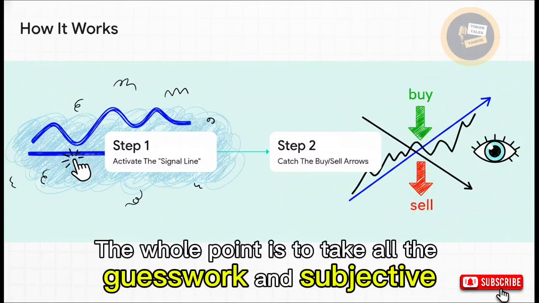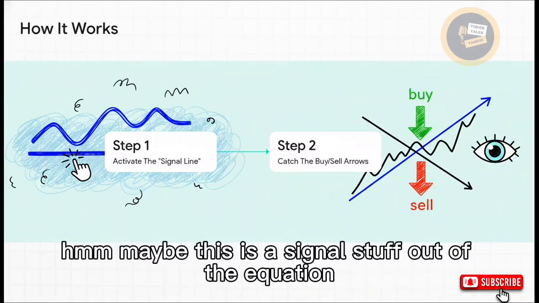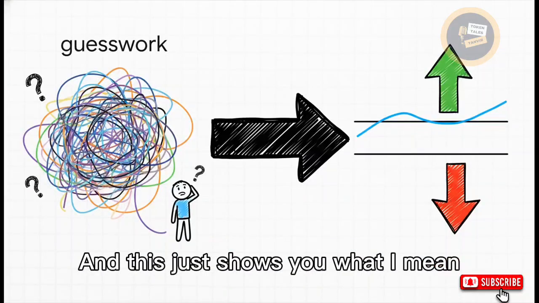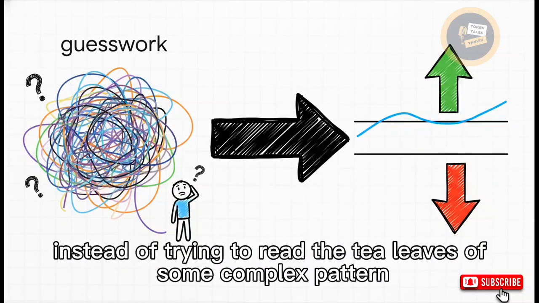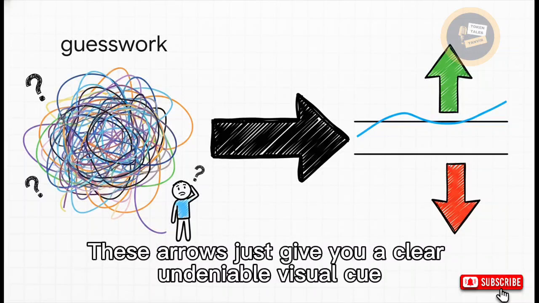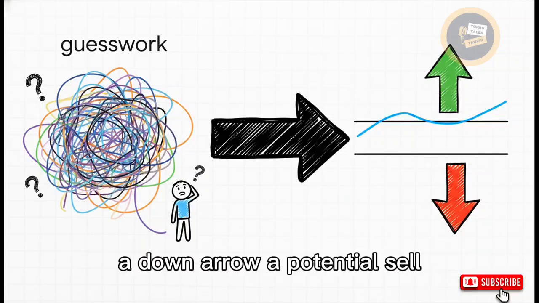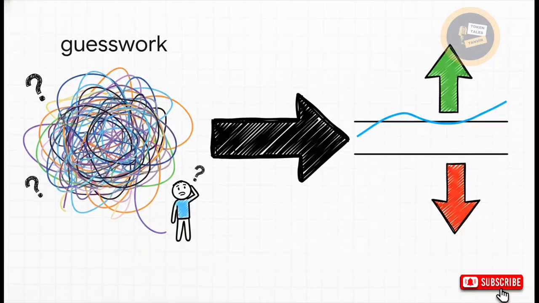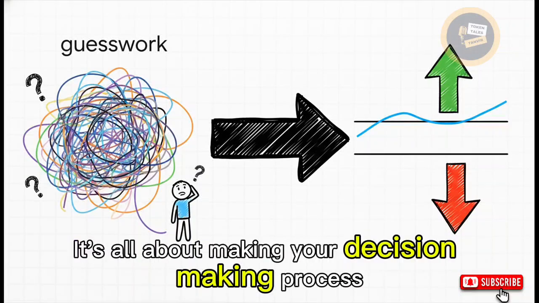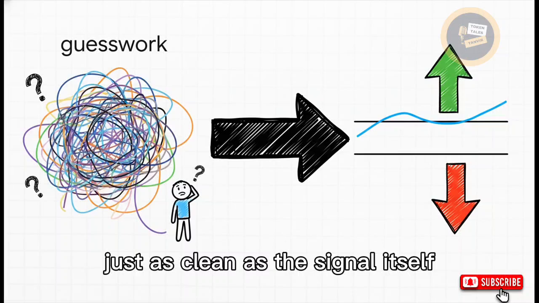The whole point is to take all the guesswork and subjective, maybe this is the signal stuff, out of the equation. And this just shows you what I mean. Instead of trying to read the tea leaves of some complex pattern, these arrows just give you a clear, undeniable visual cue. You see an up arrow? That's a potential buy. A down arrow? A potential sell. It's all about making your decision-making process just as clean as the signal itself.